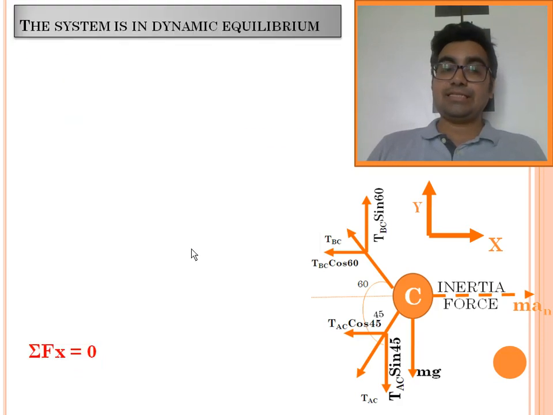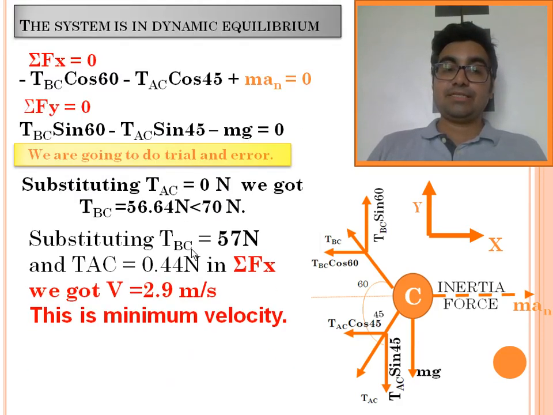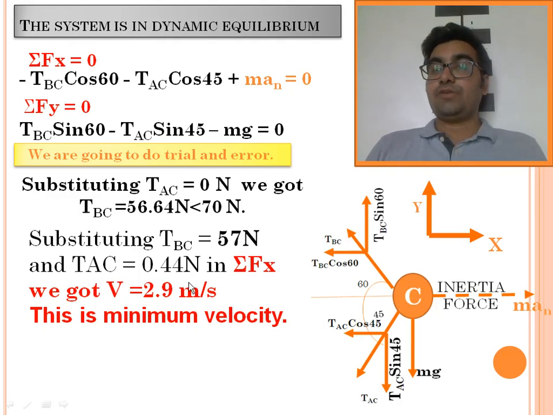In the next condition, we have taken TBC equals 57 Newton, and we got TAC equals 0.44 Newton, and this condition is telling that both the wires are in tension, and we got the velocity of 2.9 meter per second. This is the value smaller than 3.737 meter per second. So 2.9 meter per second is the minimum velocity. So with this, I complete this numerical on D'Alembert principle.